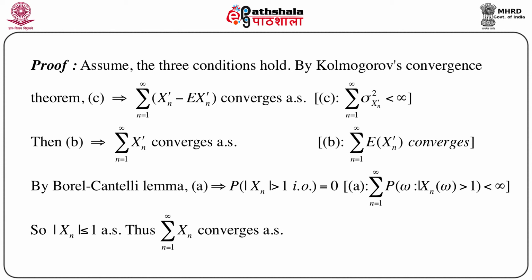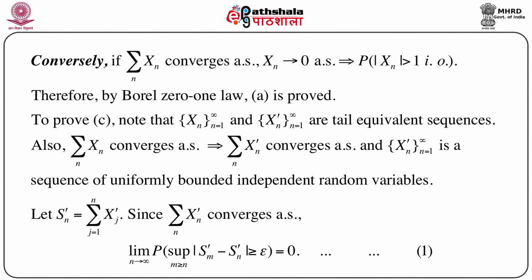So, let us prove the converse part, that is, assume that the summation of Xn converges almost surely. Now, Xn converges to 0 almost surely, which implies that the probability that modulus of Xn is greater than 1 occurs infinitely often is actually 0. Now, by the Borel 0-1 law, A is proved. An immediate application of the Borel 0-1 law actually proves A.